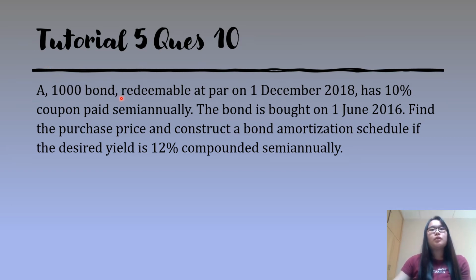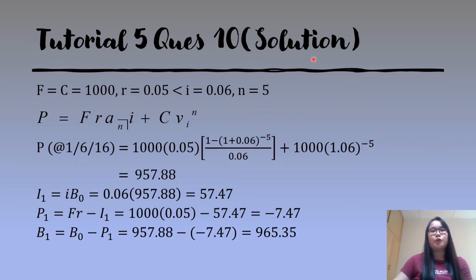A 1000 bond redeemable at par on 1st of December 2018 has a 10% coupon paid semi-annually. The bond is bought on 1st of June 2016. Find the purchase price and construct a bond amortization schedule if the desired yield is 12% compounded semi-annually. Okay, so let's discuss the solution.